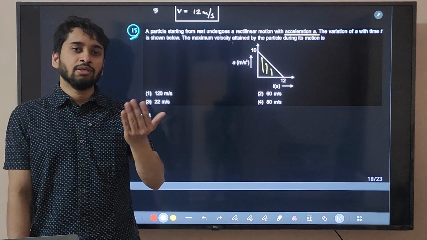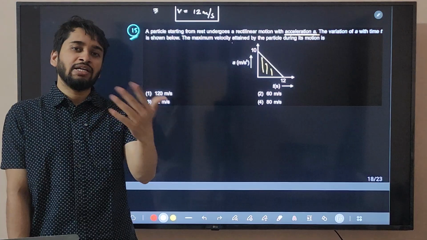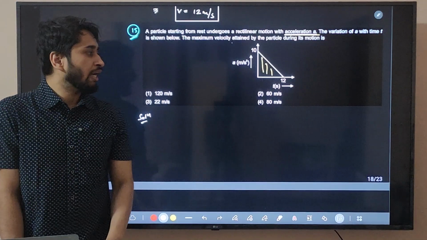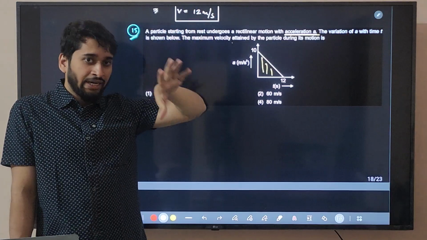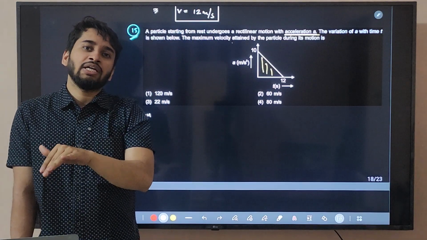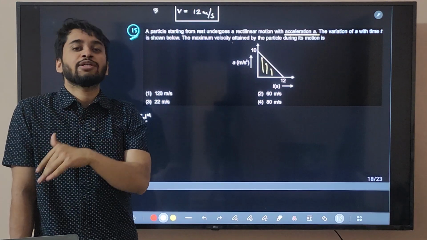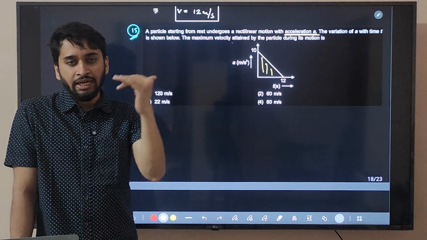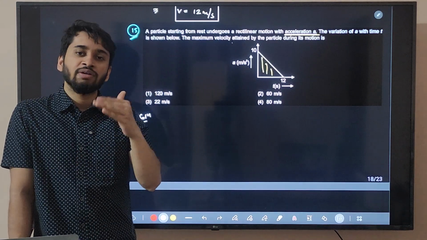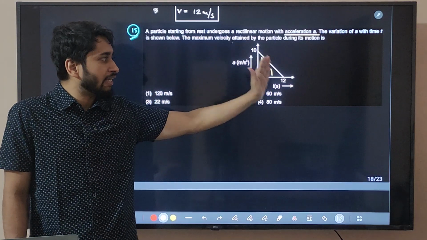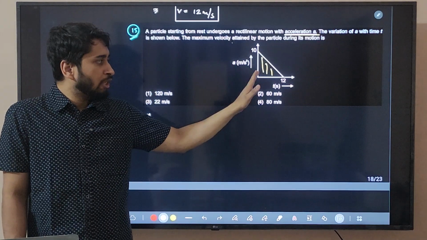Now suppose I decrease the rate to 20 rupees per second. After another 4 seconds, how much money will you have? Initial 400, next 200, plus 20 into 4, 80. So you will have 680 rupees. Understanding what is happening? The rate at which the velocity increases is going to decrease, but overall the velocity will keep on increasing. So as long as acceleration is positive, the velocity will keep on increasing.